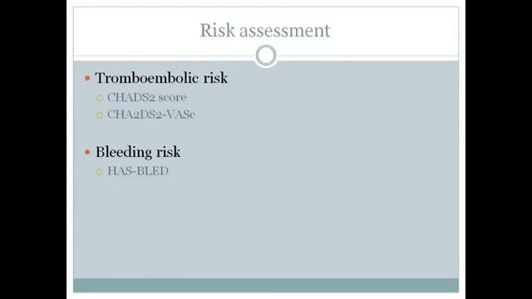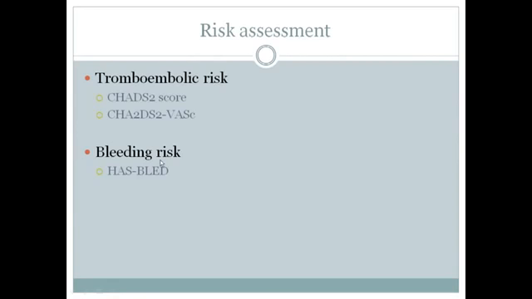Risk assessment: when to anticoagulate, how much to anticoagulate, or only aspirin. These two risk scores are very useful: the CHADS2 score and the CHA2DS2-VASc. The CHA2DS2-VASc is gaining more popularity and is currently recommended by the European guidelines. And HAS-BLED is not as popular.